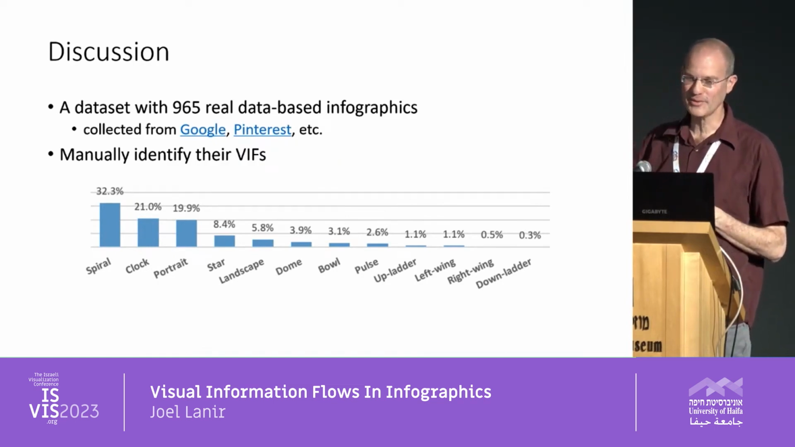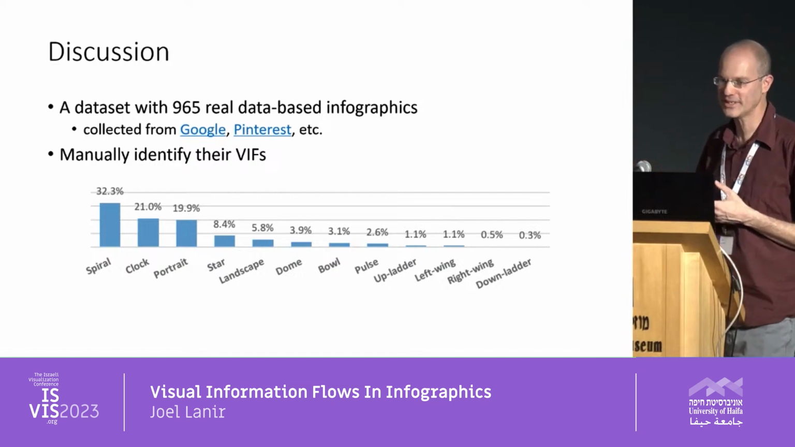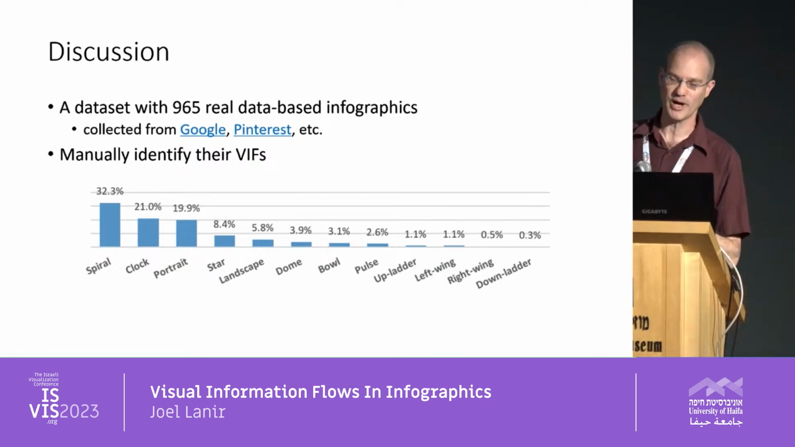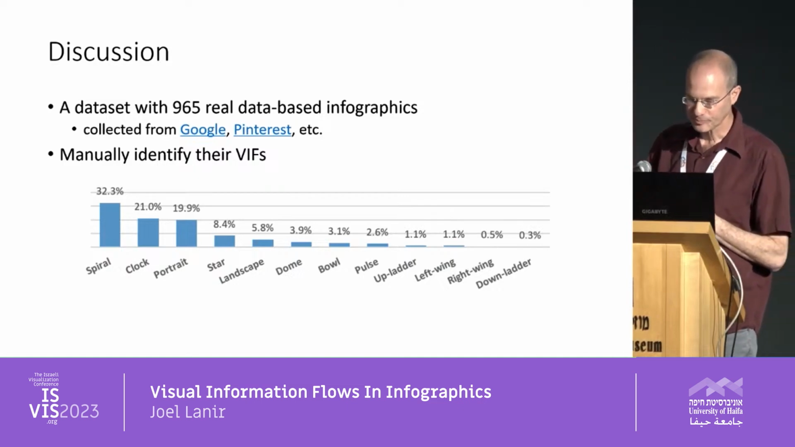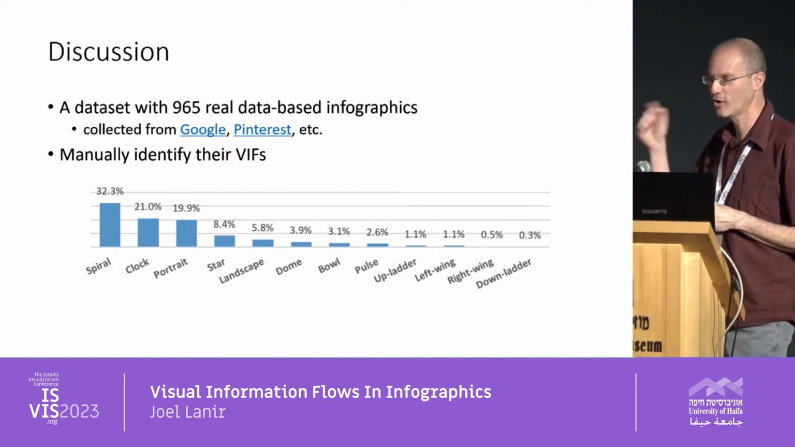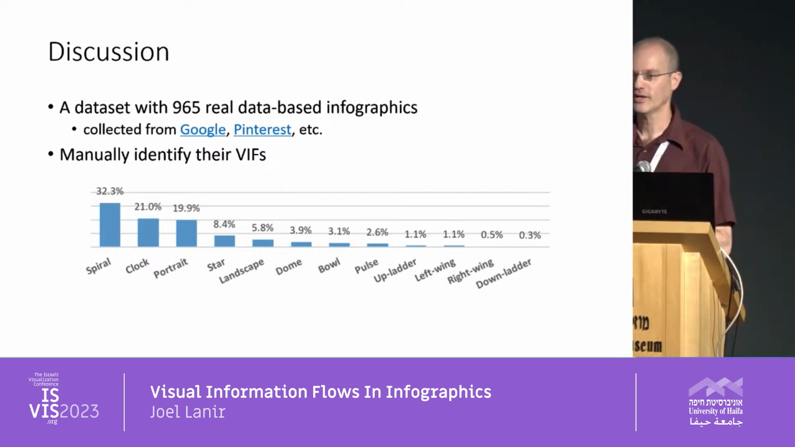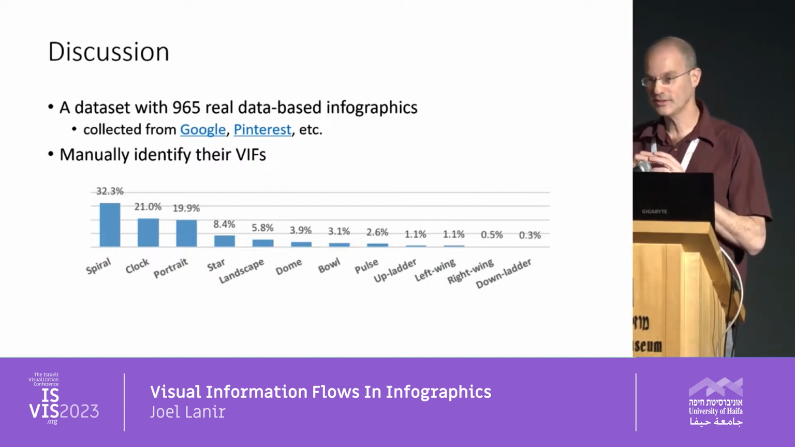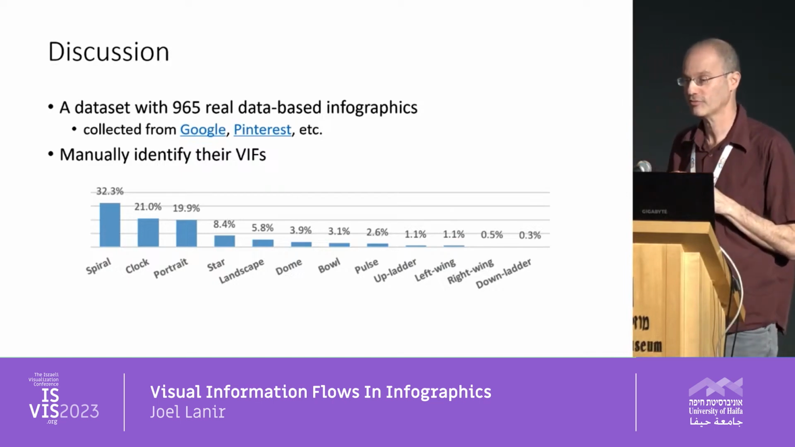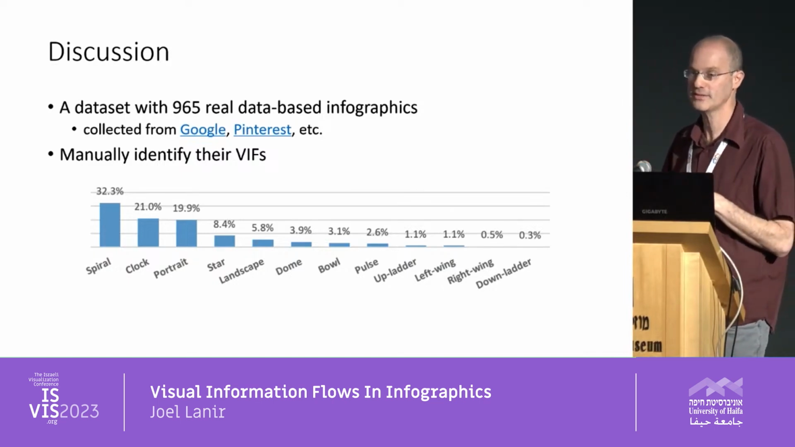Okay. Last thing we did is look at another data set of almost 1,000 infographics, just to kind of validate what we did. We manually identified, again, coding. Again, a lot of students worked hard. Manually identified the VIFs, so to see the distribution of actual data-based infographics.